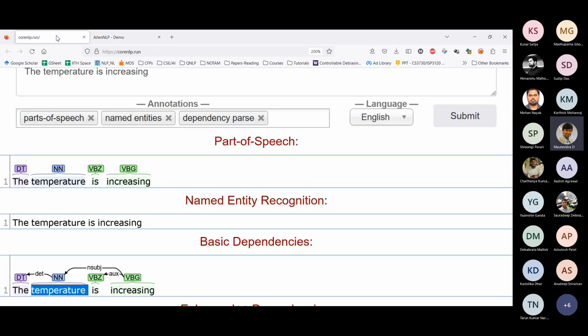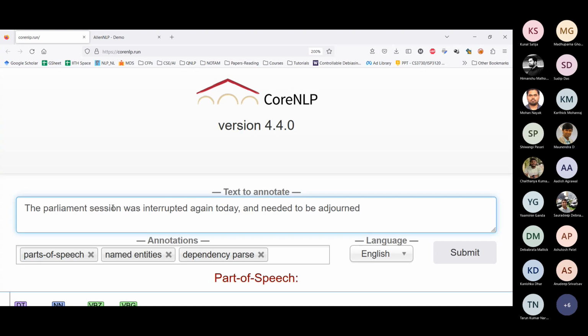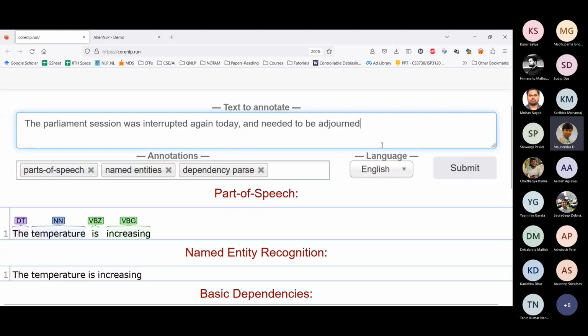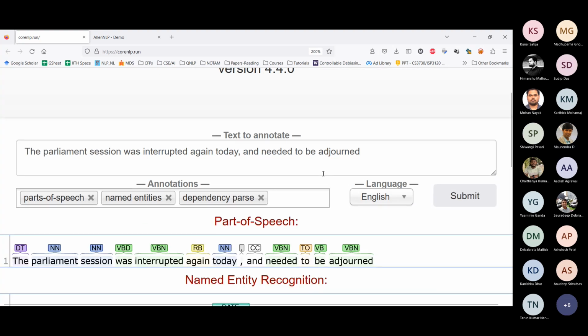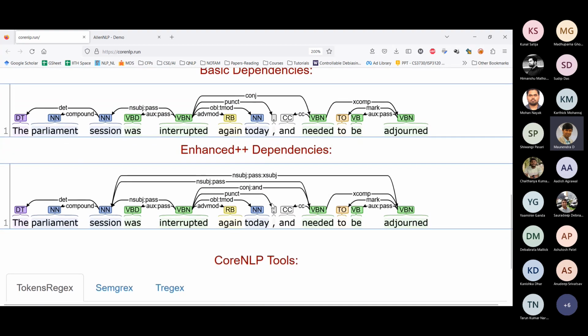Okay, now let us look at a larger sentence: the parliament session was interrupted again multiple times. The entire thing may not be visible on the screen if it is very long and needs to be adjusted. Okay, let us see. Then submit. Part of speech, NER. Okay.